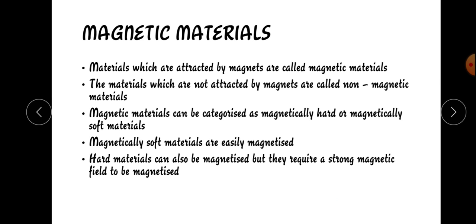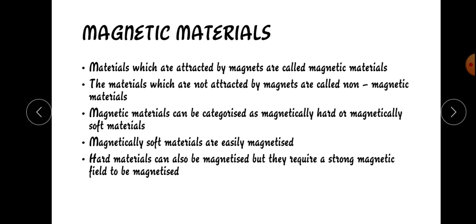Now let's see about the magnetic materials. Materials which are attracted by a magnet are called magnetic materials. The materials which are not attracted by a magnet are called non-magnetic materials.